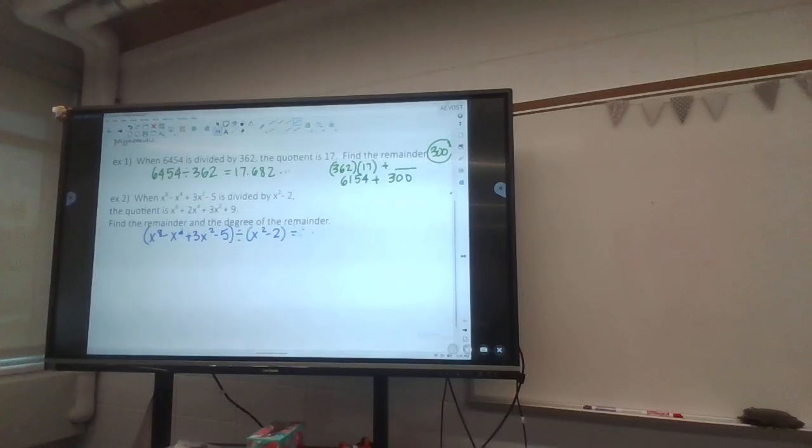And it's going to equal this, but it's missing a remainder. I'm just going to write r in the remainder. Kind of like up there it equaled 17 point something. We want to know what the remainder is in this case. So they want the remainder and the degree of the remainder.